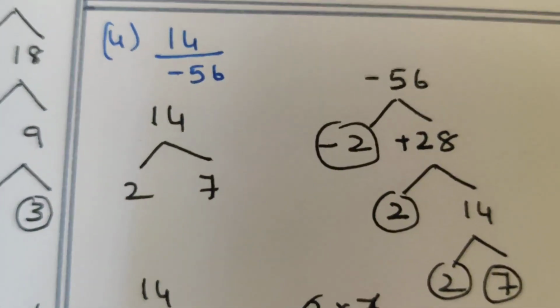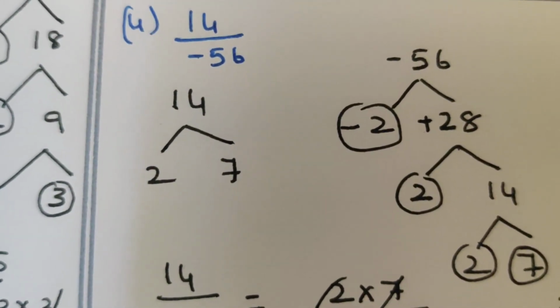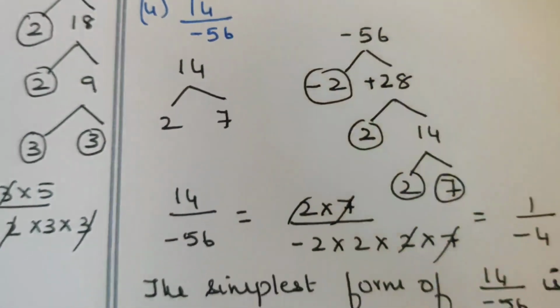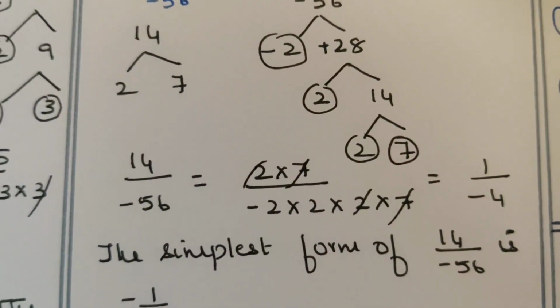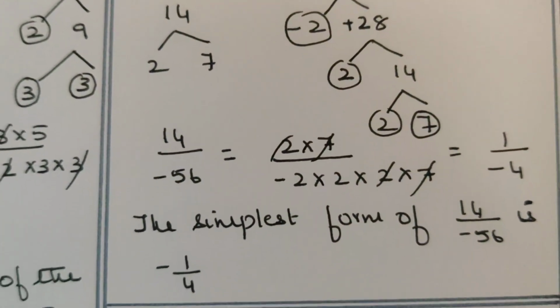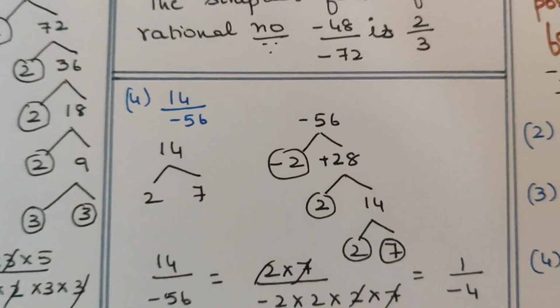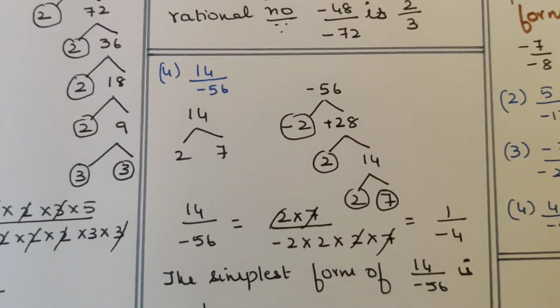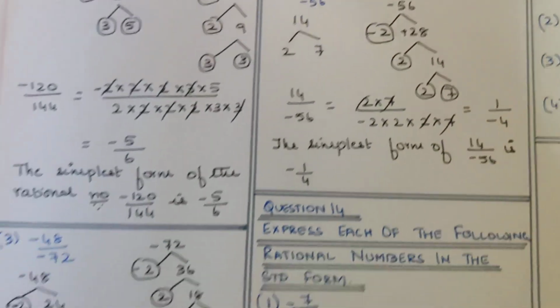14 by minus 56 is very simple. 14 is 2 into 7. Minus 56 is minus 2 into 2 into 2 into 7. So when you cancel, you get 1 by minus 4. So that's the simplest form. I'm just giving you a minute here for you to go through the factorization method.